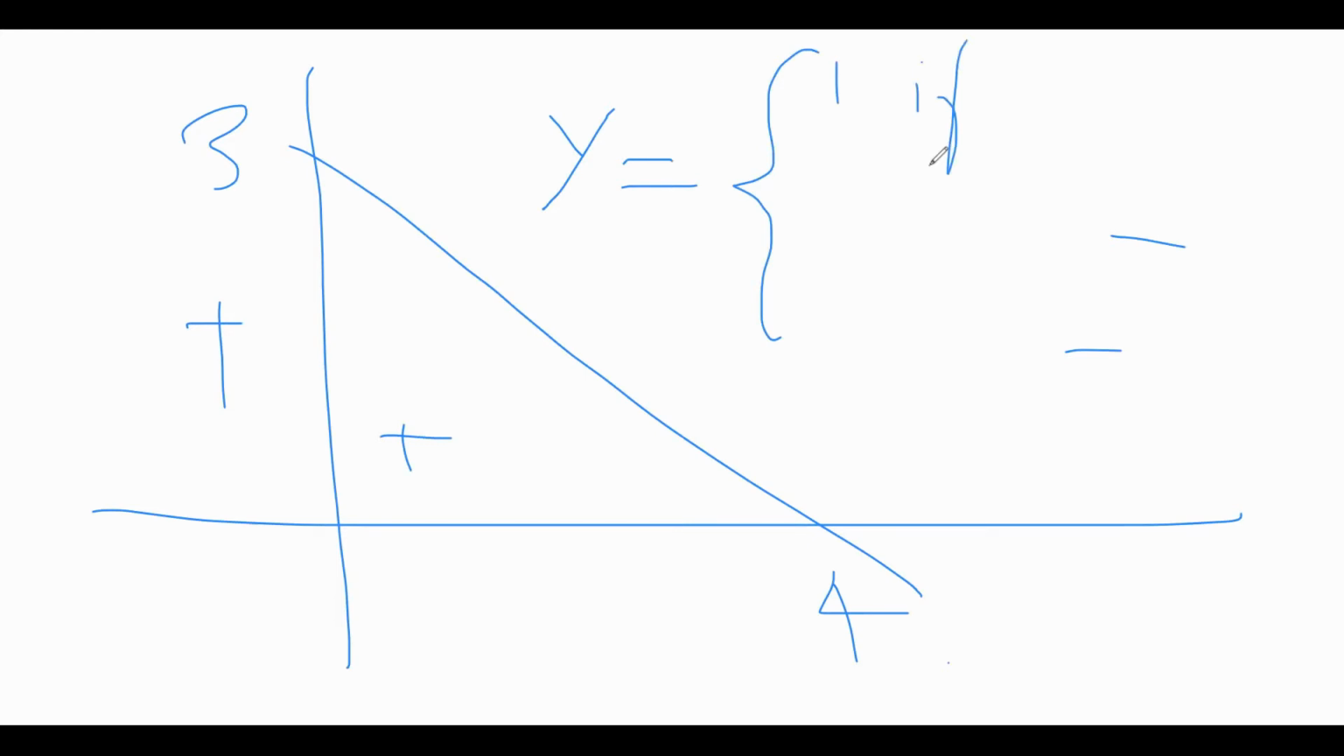Y equals 1 if, was it 3 or 4? 3x, right? 3x1 minus 4x2 is what? Greater than 0. That's good. Right? 0 otherwise. Can I do that?